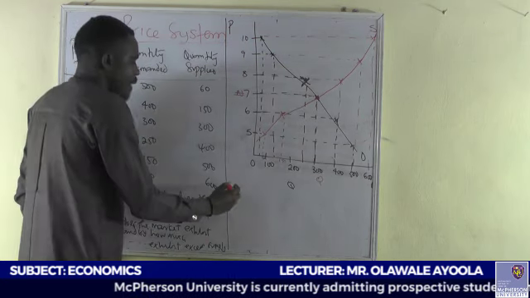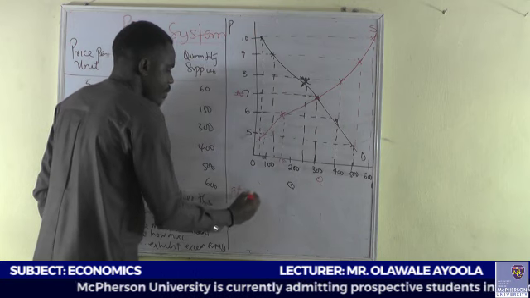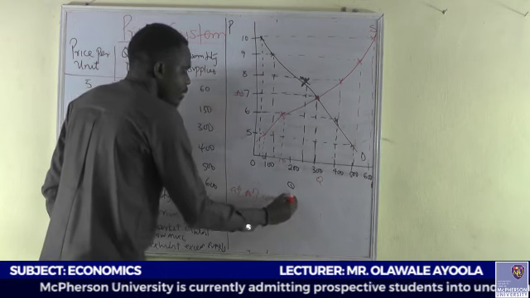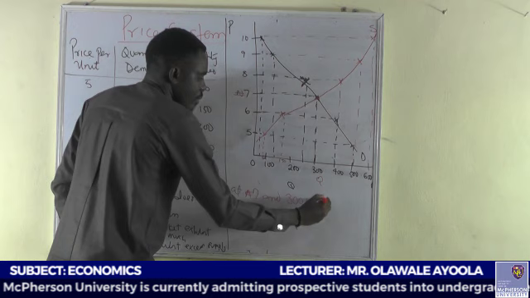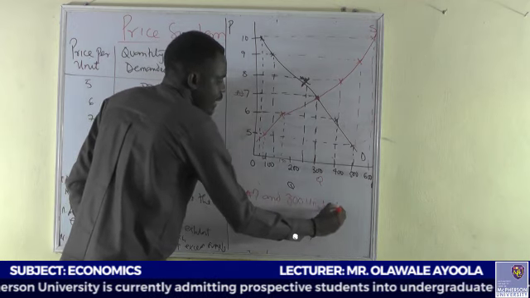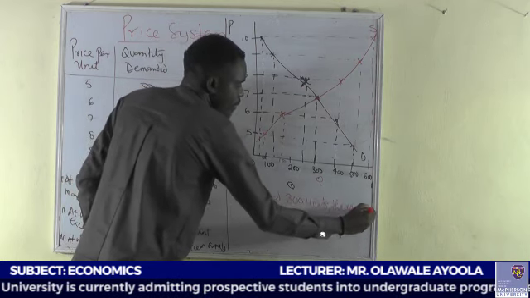Therefore, at 7 naira and 300 units, the market attained equilibrium.